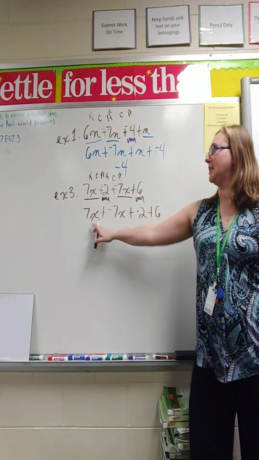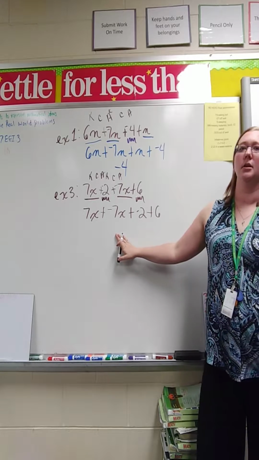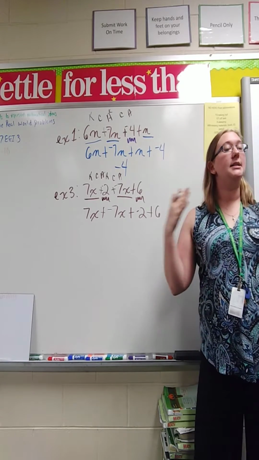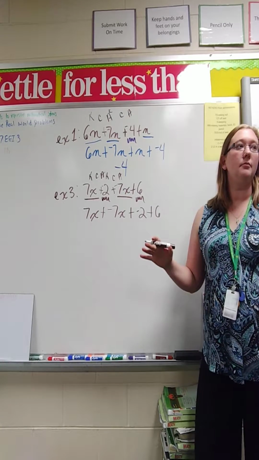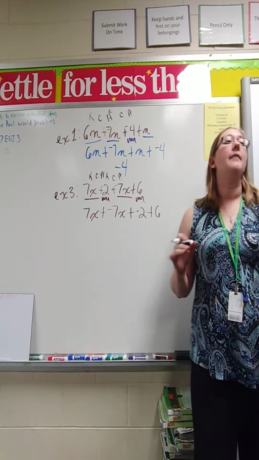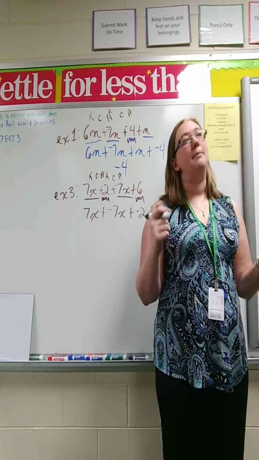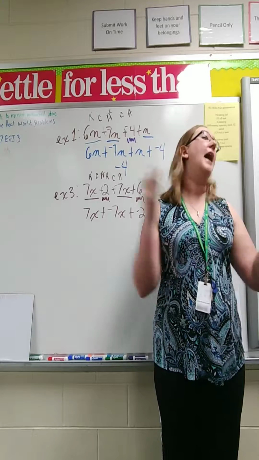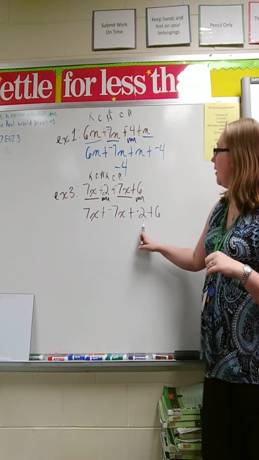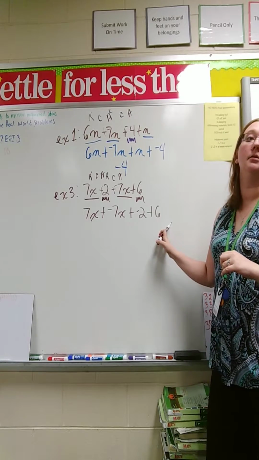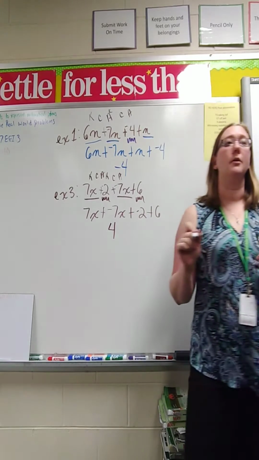What is 7x plus a negative 7x? 0x. Do I write 0x? No, I don't put anything there for the x. If I have 0 x's, I don't write anything. If I write an x, that means that I have one of that variable. I don't have any, so I just leave it off. What is negative 2 plus 6? 4. Good. So my solution is 4.